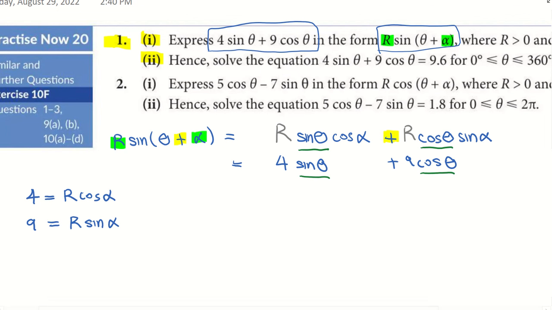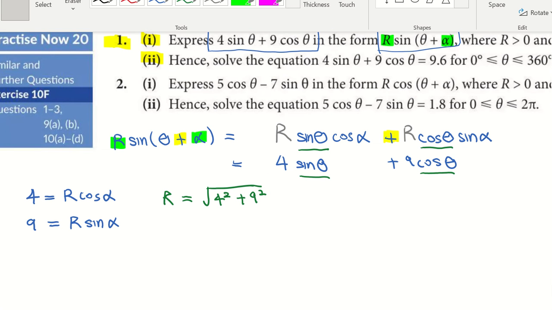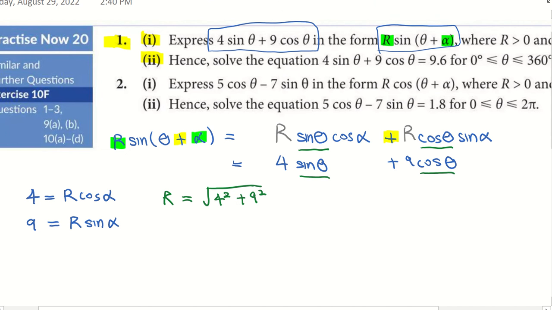Okay, for R, there is always just one formula. It is the square root of the sum of the squares of the two numbers, the square root of 4 square plus 9 square. This is always the R formula. I can find R just using this one formula. 4 square plus 9 square, 97, right? Inside is 97.